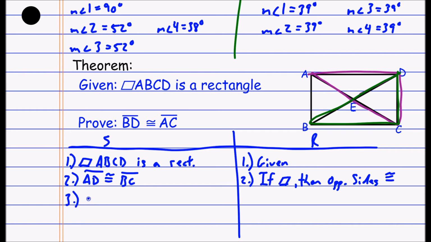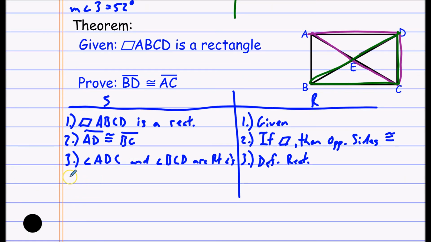Okay. I also know that it's a rectangle, and there's really no way around how I'm going to label this, but now I can say that angle ADC and angle BCD are right angles, and that's because they're just the definition of a rectangle. And now once I know that those two are both right angles, I can immediately say that they're congruent. And that's because all right angles are congruent. I can also say that CD is congruent to itself.